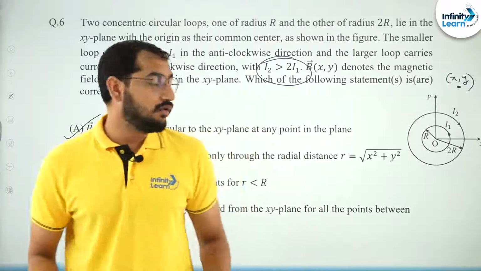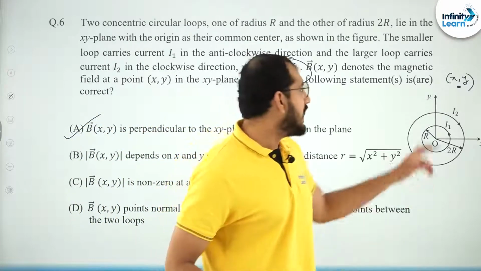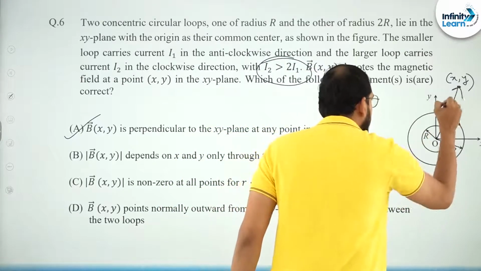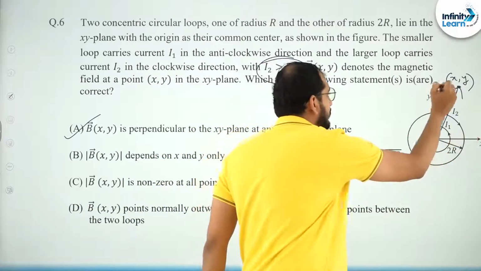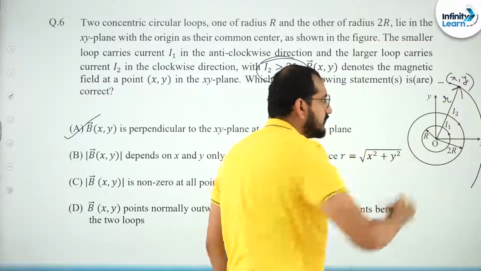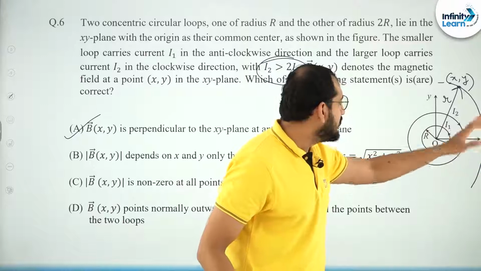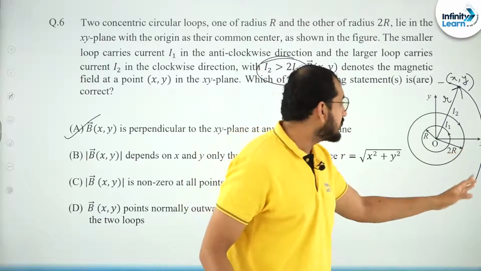And now moving on to option B. This option B says that the total magnetic field at this point is dependent on the radial distance from the center r, and as we know, because of the symmetry, if I select any point which is at a distance of small r from the center, then all the points on this particular circle will, due to symmetry, have the same value of magnetic field and the same direction, right?